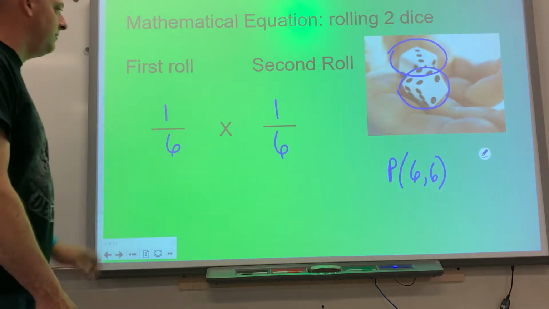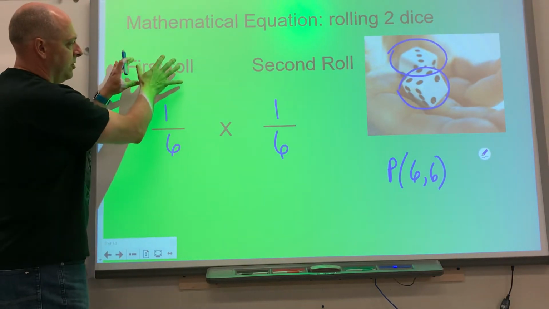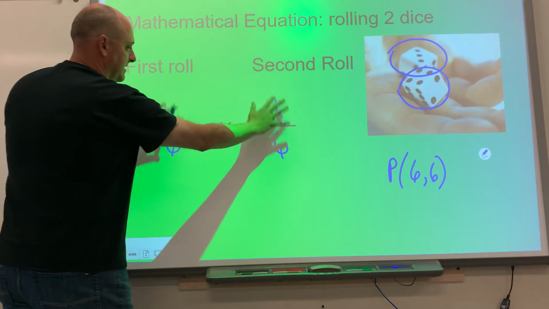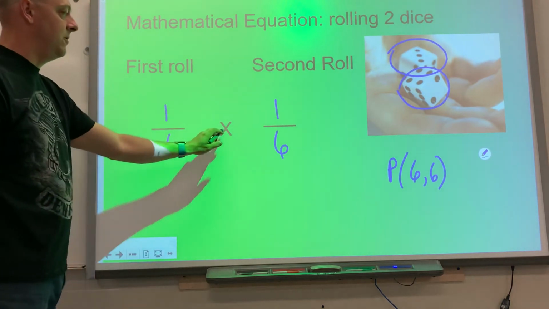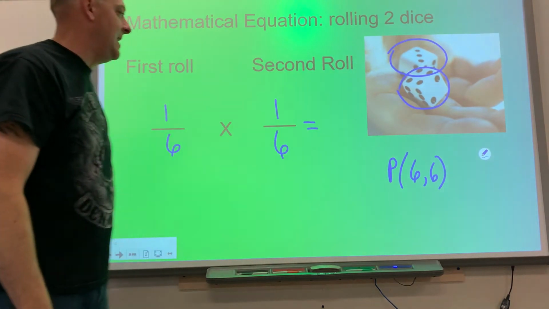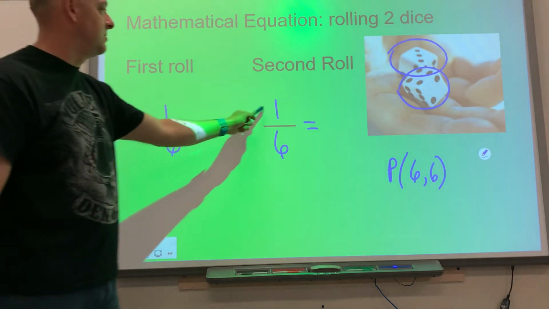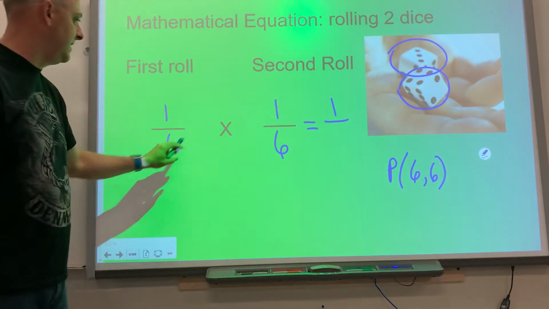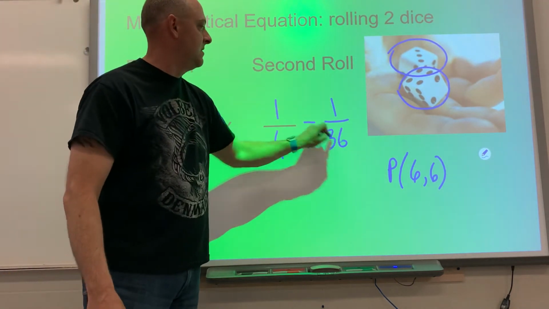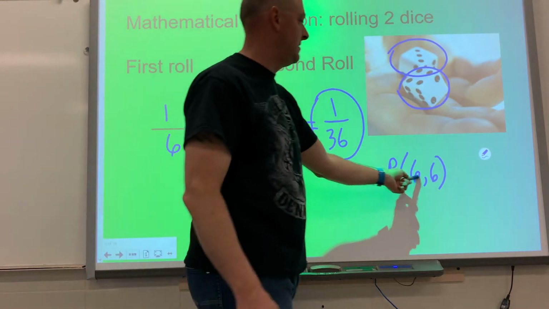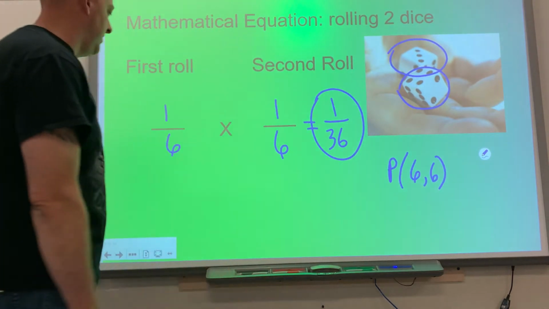6. So we would take this fraction from the first roll and the fraction from the second roll, and we take these 2 independent events and multiply them in order to get an answer. So our answer would be 1 times 1 is 1, and 6 times 6 is 36. So the probability of rolling a 6 then a 6 is 1 out of 36.